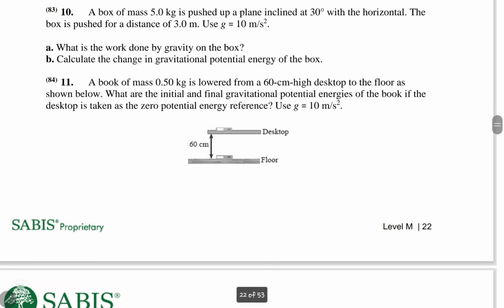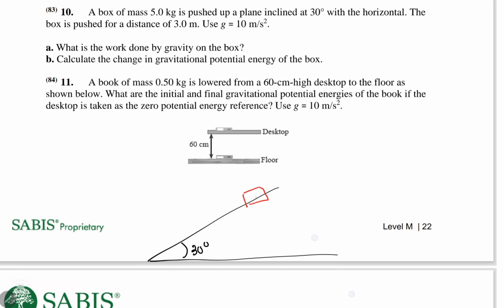We move on now to question 10. What does it say? A box of mass 5 kg is pushed up an inclined plane. So let's draw what we're dealing with. We have a 30 degree inclined plane, and a box of mass 5 kg. They gave us g to be 10, so the weight is 50 newtons. It's being pushed up, and the distance covered was 3 meters.